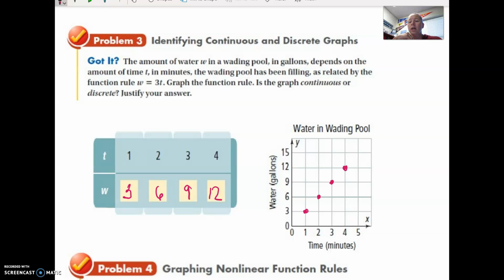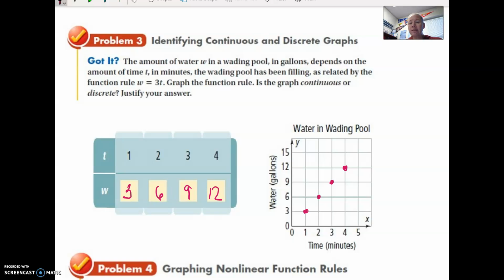Okay, now it doesn't really tell us how large the wading pool is. Let's just say it can hold 15 gallons. So at that point, or 20, whatever, at some point you can only fill it up to a certain point, or obviously it will overflow. So let's just say we stopped at 12 gallons.